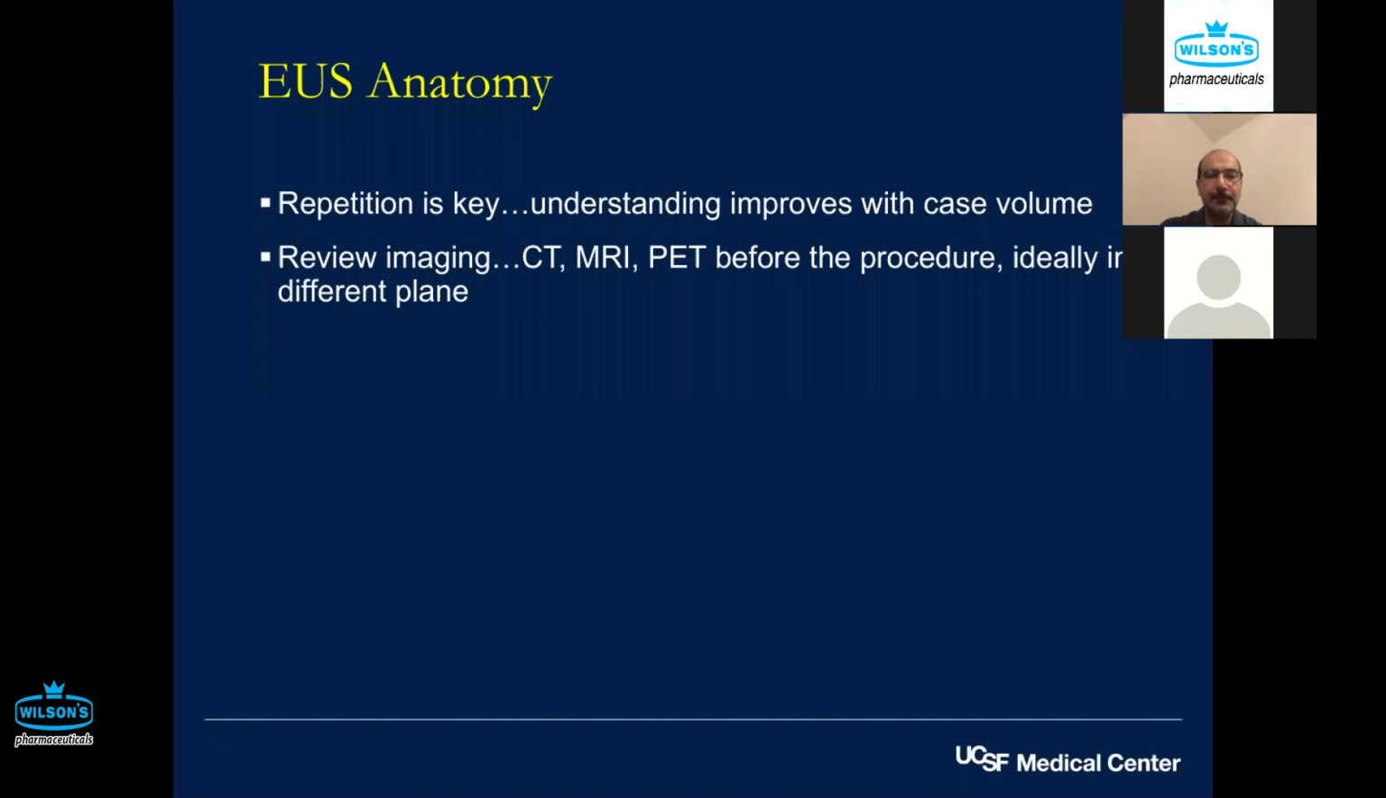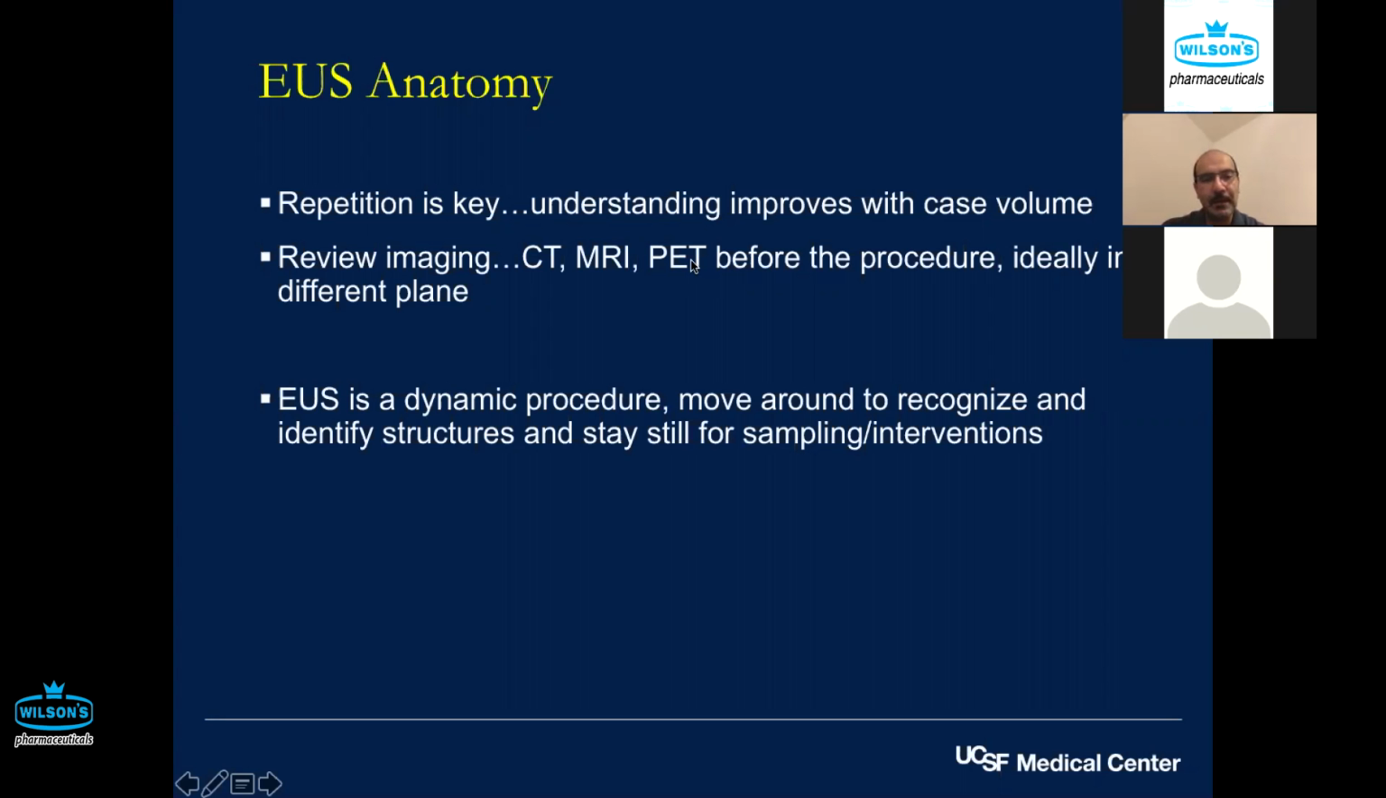I think it's really important, if you have cross-sectional imaging, to review it beforehand. CT for me is the easiest to understand. MRI is helpful for the pancreatic duct and bile duct, and then PET scans, obviously, for lesions that you're targeting. Understand that it's a dynamic procedure and you have to move around and recognize the different structures.